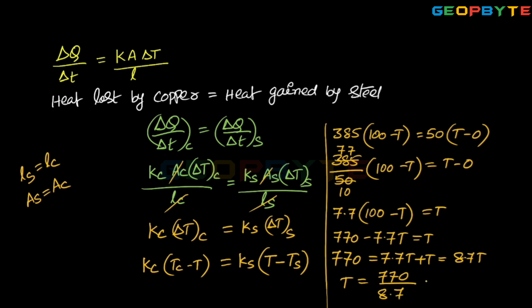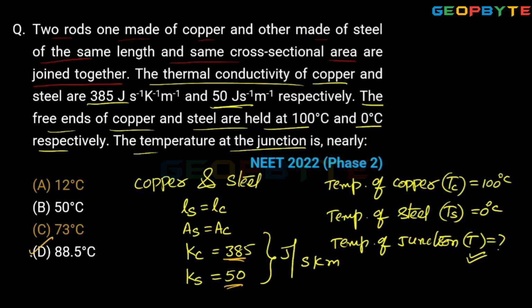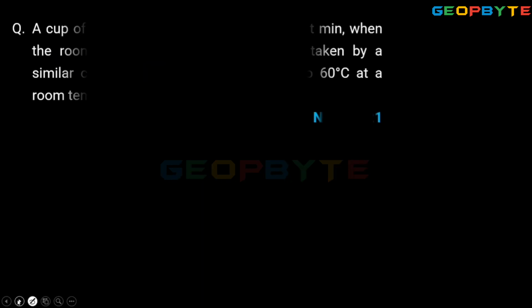You simplify this value and get around 88.5 degrees centigrade. At that temperature, both are maintaining thermal equilibrium. Look at the options. Option D is absolutely correct. Understood clearly? I am trying to explain each and every point for your better understanding. Okay. Similarly, let us take another important problem.